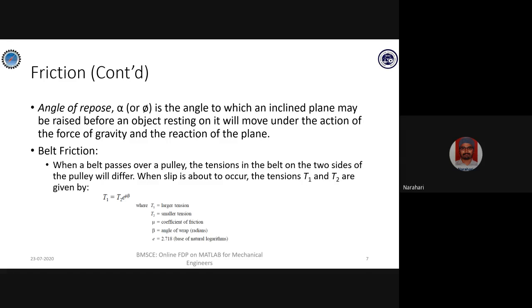Anyway, so an angle of repose is nothing but, as we saw in the previous sketch, the angle with which the plane is inclined. That is what is the angle of repose.